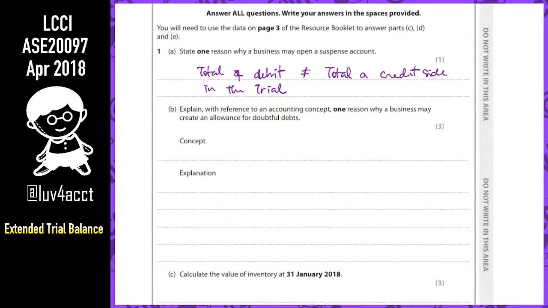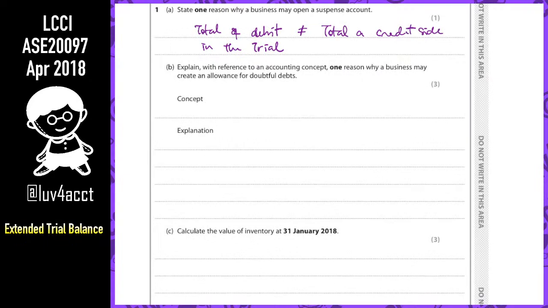Explain with reference to an accounting concept one reason why a business may create an allowance for doubtful debt. Of course the most obvious answer is the prudence concept. But the accruals concept also applies to the case, to the creation of allowance for doubtful debt.